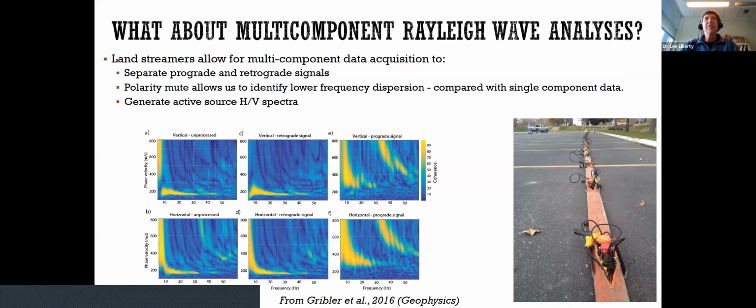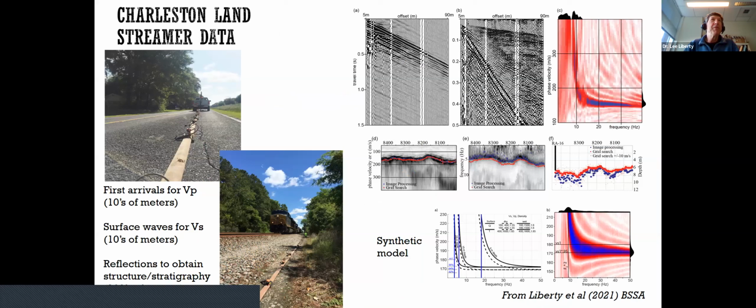You can also generate these active spectral H/V spectra with 2-component data. So there are some benefits to that.